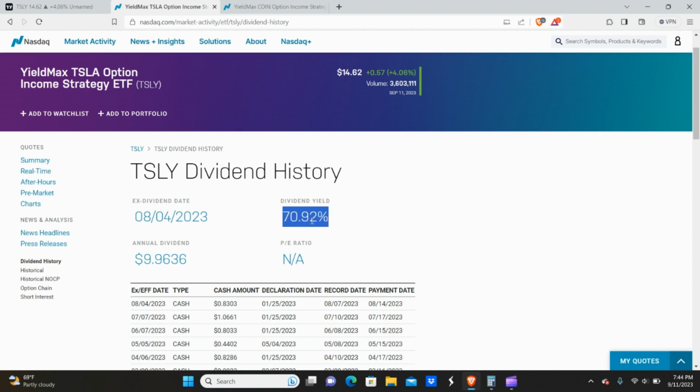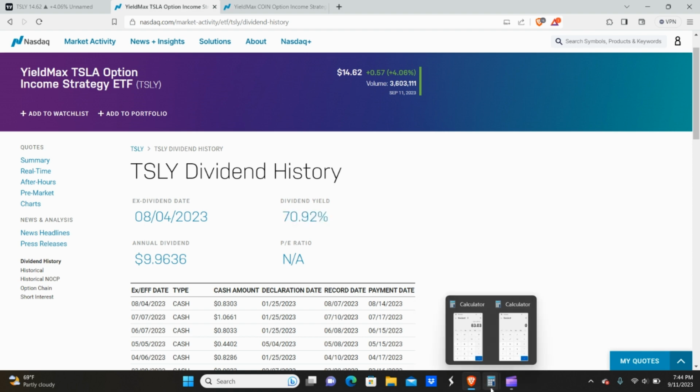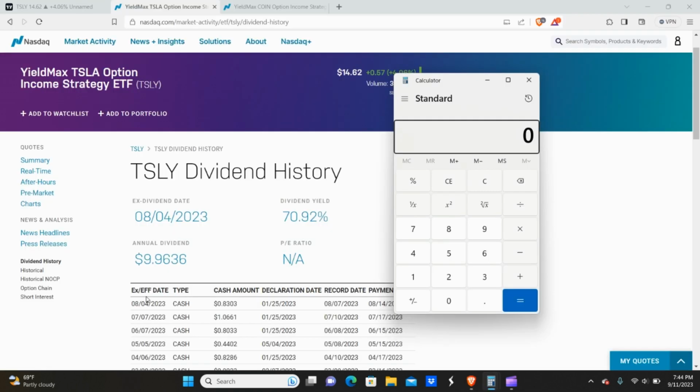So this payment on August would have been about 70%. So we're basically going to do some math here. We're going to take 83 cents and divide it by 7, which would divide it in increments of 10% each. And then we're going to times this by 9. So we'll be more conservative here. We'll say that CONY pays 90% instead of 110%.